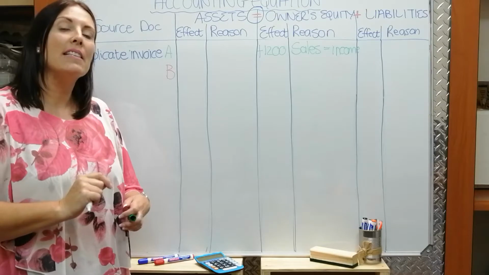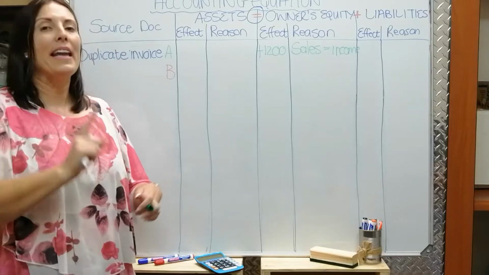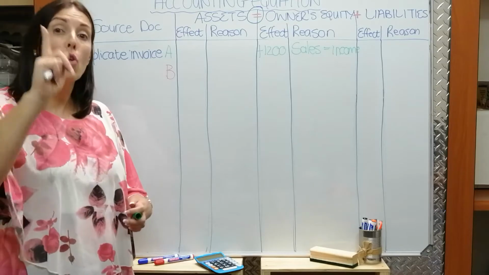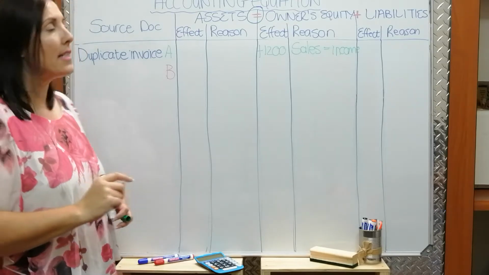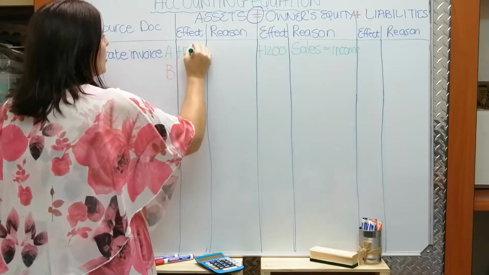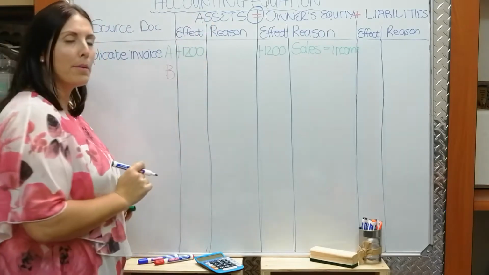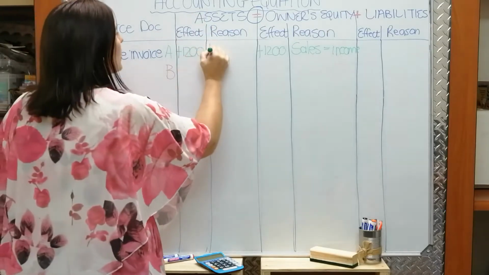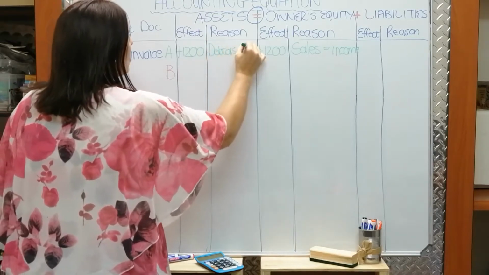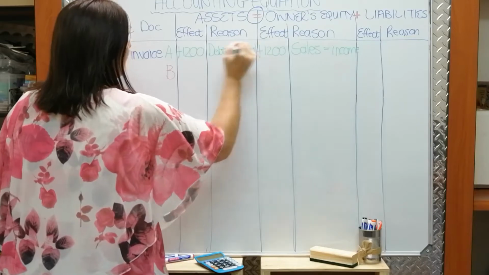It means his debt has increased. Whenever the debt of a debtor increases, it means the debtor's control account increases, and therefore our asset increases. So under assets, the effect we write plus 1,200, and our reason is debtor's control increases.